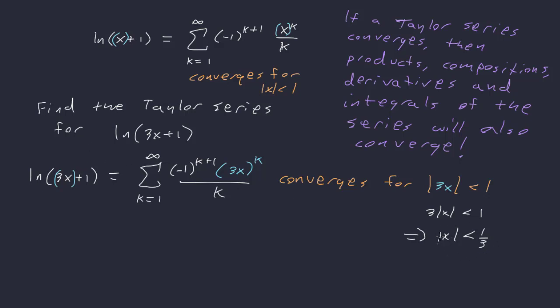Now, sometimes it will change the radius of convergence. So the radius of convergence here is 1/3. It's smaller than this one, but we've made the inside here that we're raising larger. Therefore, it will shrink the interval that this series converges on.